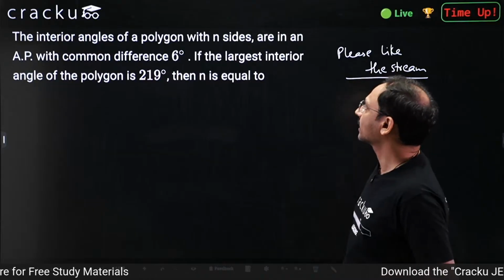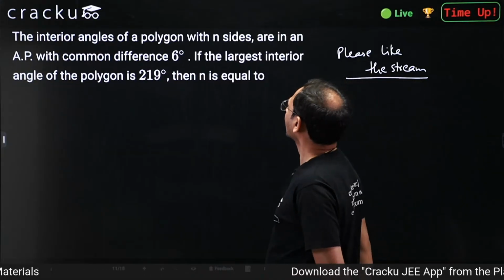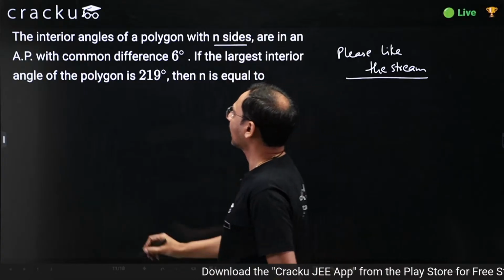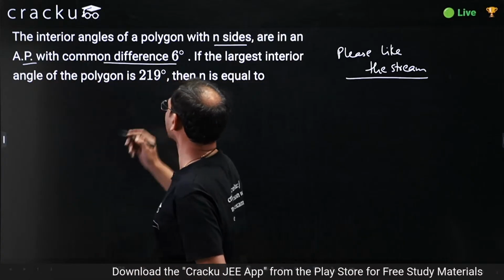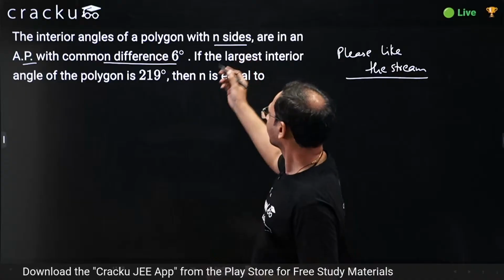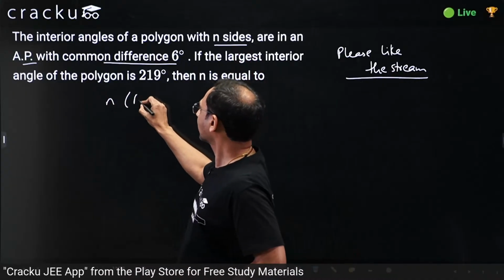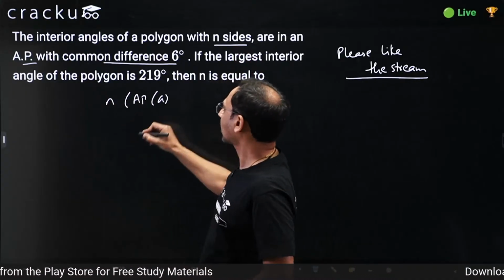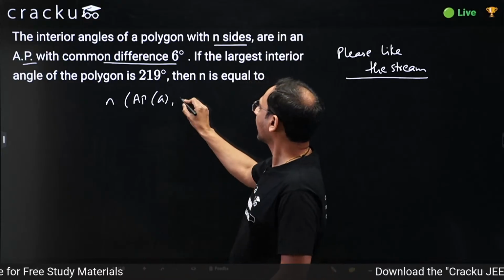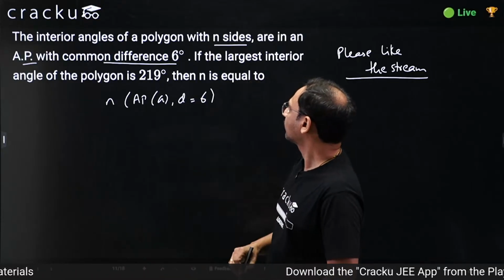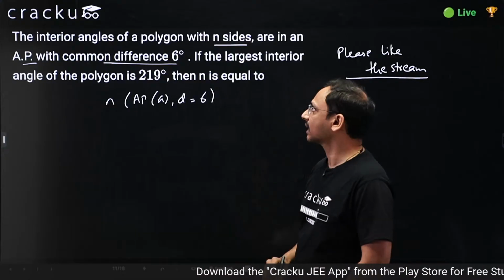Okay guys, let us look at this problem. The interior angles of a polygon with n sides are in arithmetic progression with common difference 6. So let us say the n sides, we don't know what is the first term. So let us say the first term is a, and we are given that the common difference is 6. Let us measure everything in degrees.